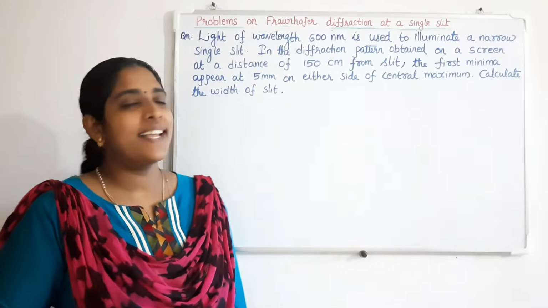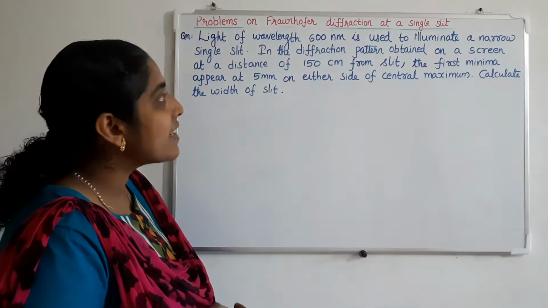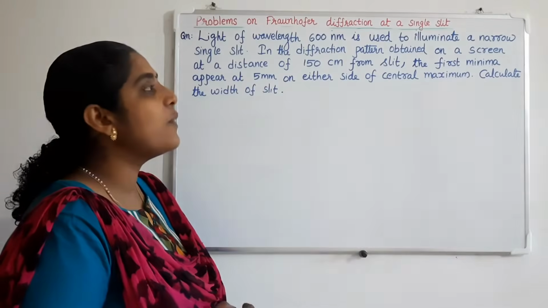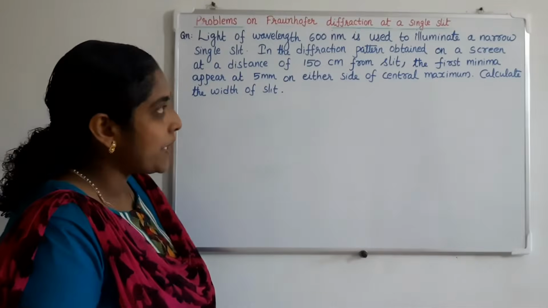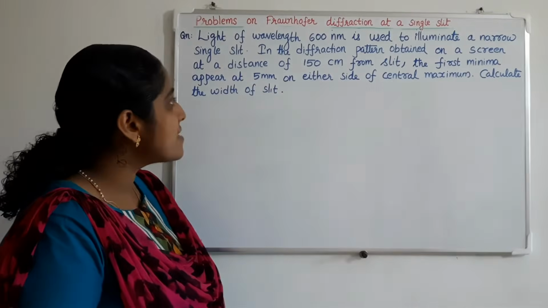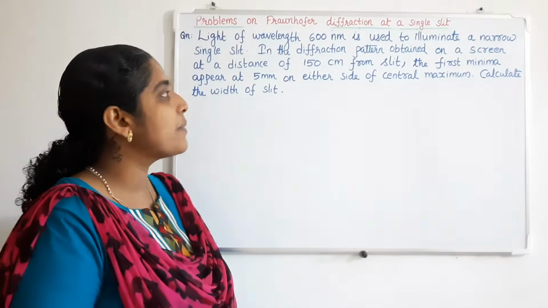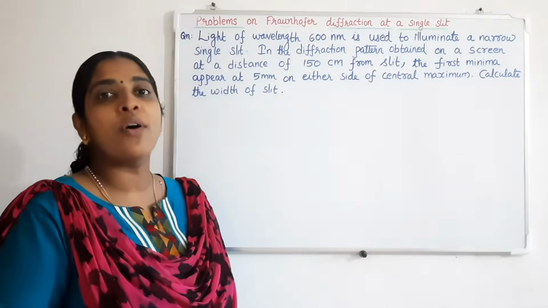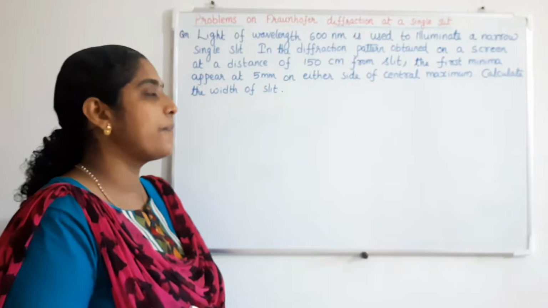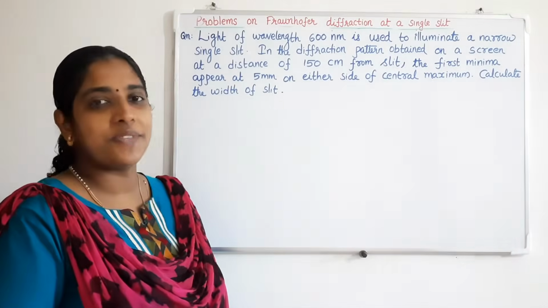See the next question. Light of wavelength 600 nanometer is used to illuminate a narrow single slit. In the diffraction pattern obtained on the screen at a distance of 150 centimeter from the slit, the first minima appear at 5 millimeter on either side of the central maximum. Calculate the width of the slit.